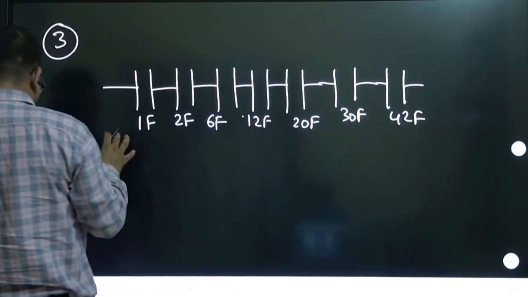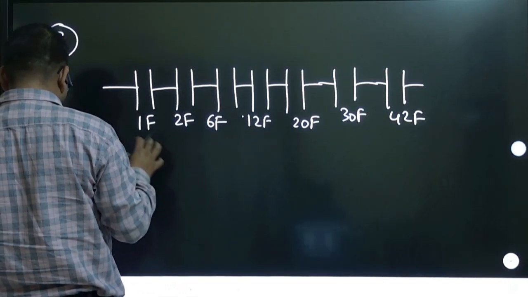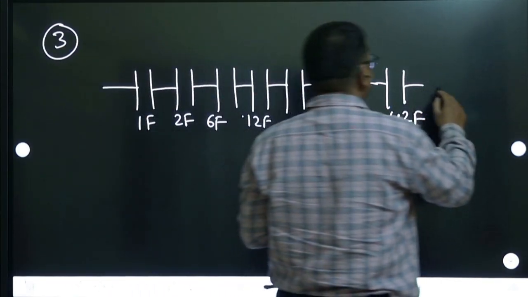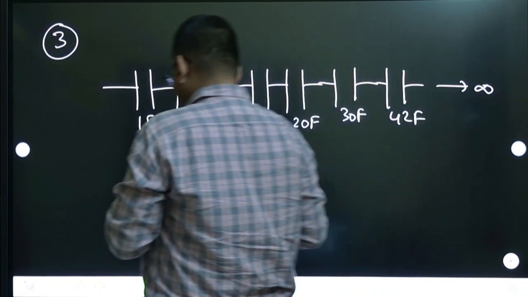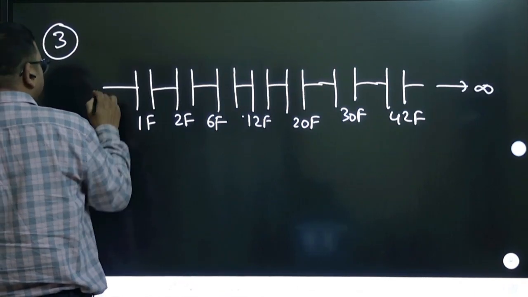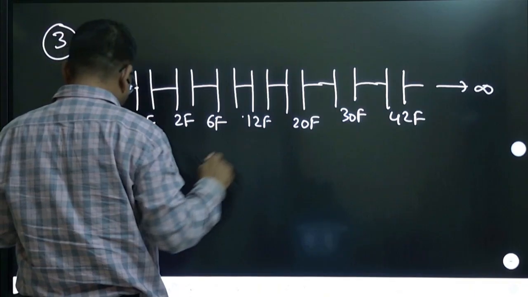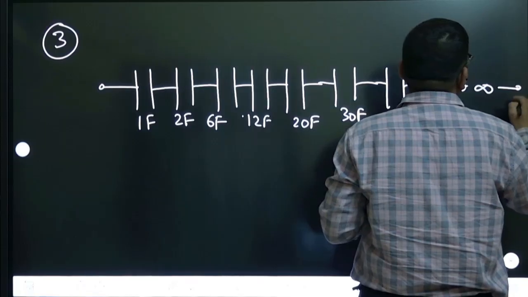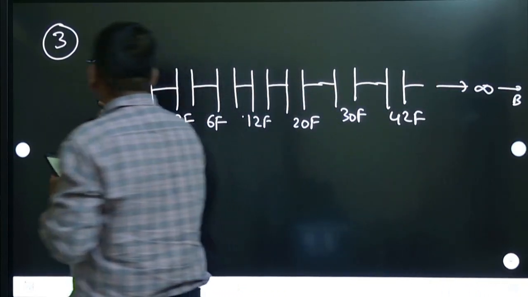Okay, so these are equivalent capacitors. An infinite series of capacitors are there, 1, 2, 3, 4, like that. It is again going to infinity here. Find the equivalent capacitance of the infinite network. Let us take the last point as B. So between A and B, we have to calculate C equivalent.